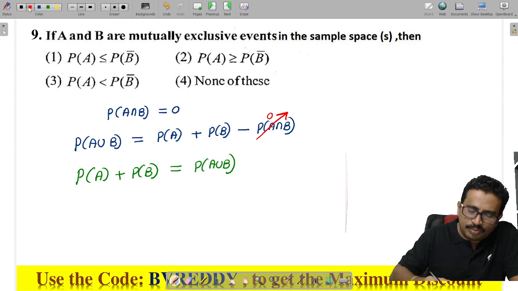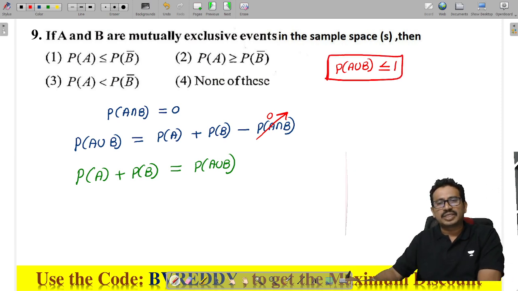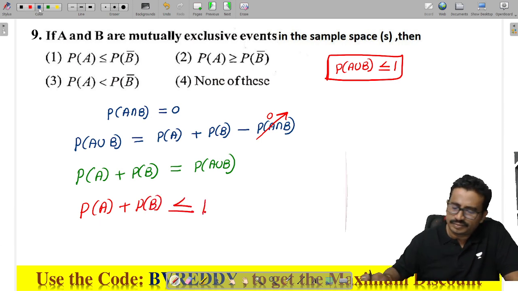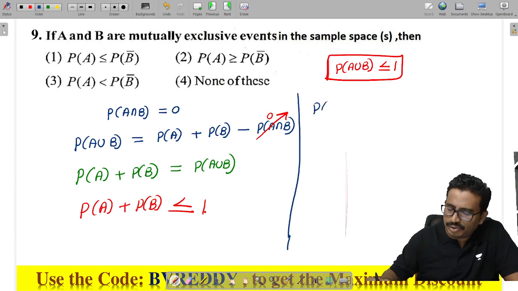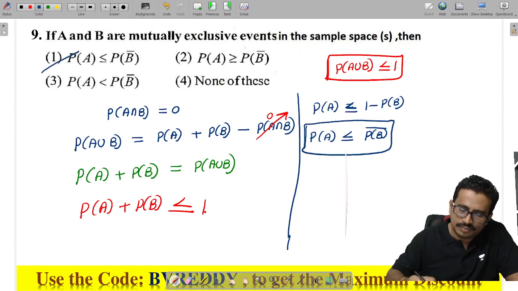As we know, the maximum value of the probability of any event is always less than or equal to 1. So I can say here P of A plus P of B is also less than or equal to 1. According to the given option, I can rearrange the relation: P of A is less than or equal to 1 minus P of B, which is nothing but P of B bar. So this is a relation. So the first one is correct.